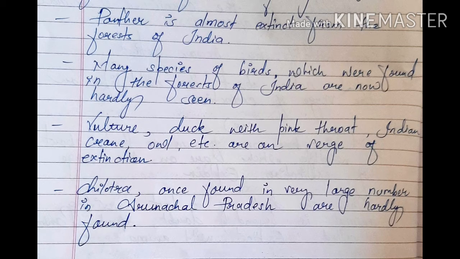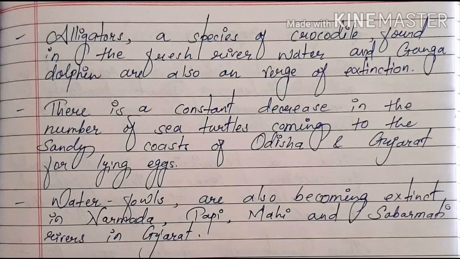Many species of birds which were found in the forest of India are now hardly seen. Vulture, duck with a pink throat, Indian crane, owl, etc. are on the verge of extinction. Chilotra, once found in very large numbers in Arunachal Pradesh, is hardly found. Alligator, a species of crocodile found in fresh river water, and Ganga dolphin are also on the verge of extinction.